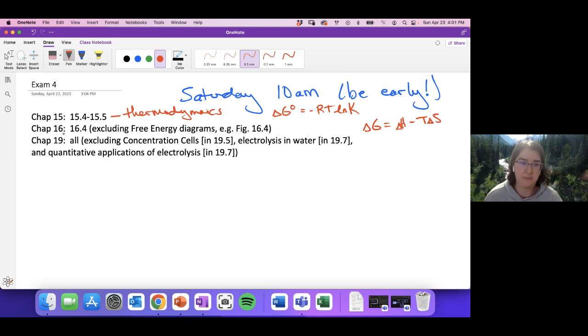So it's a little bit of chapter 15. Chapter 16.4, that actually is the part that relates it to equilibrium because it's in the equilibrium chapter. Chapter 19 is the part that's all about electrochemistry.